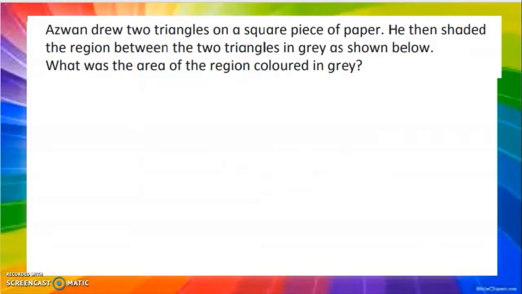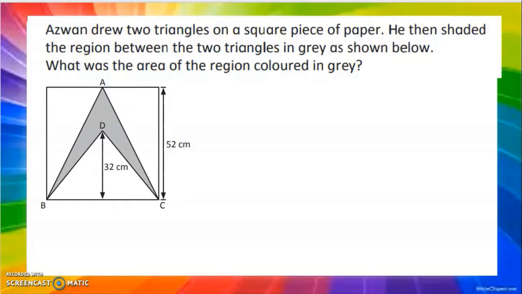Last question. Asha drew 2 triangles on a square piece of paper. He then shaded the region between the 2 triangles in gray as shown below. So this is the figure. What was the area of the region colored in gray? So as you can see, we have 2 triangles, ABC, a big triangle, and a small triangle, DBC. And then there is the shaded gray region here. How are we going to find the area of this?